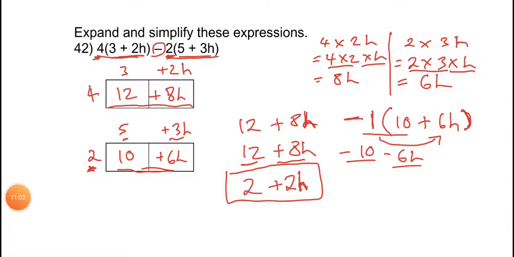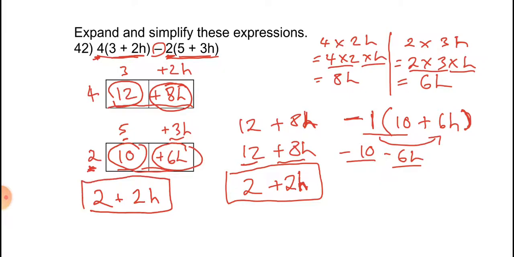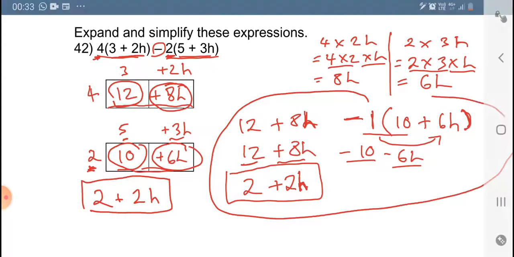Another way to look at it is we're doing this 12 take away 10, which is 2, and then we're doing 8h take away 6h, which is just 2h, and it's positive, and that still gives us the answer of 2 plus 2h. Now this probably is something that you need to practice a bit more.